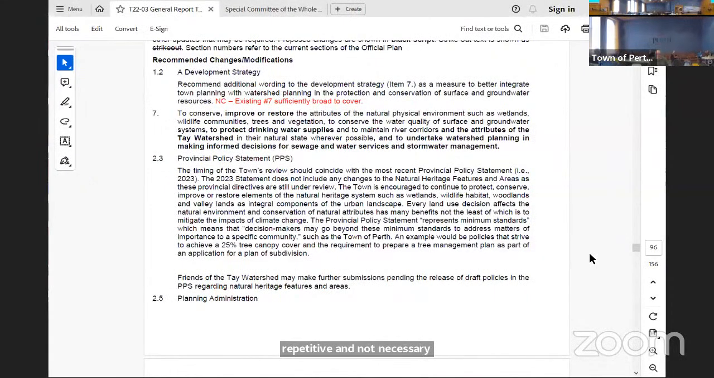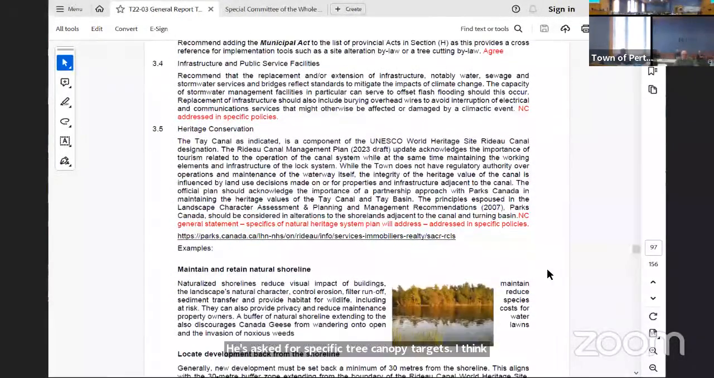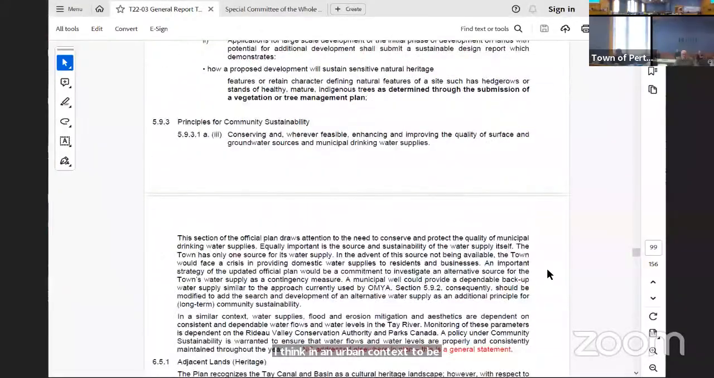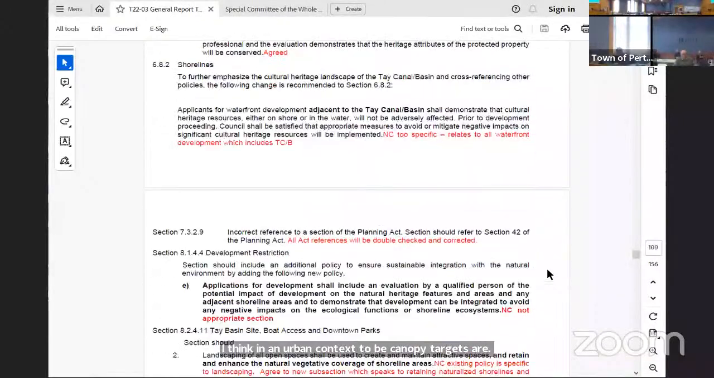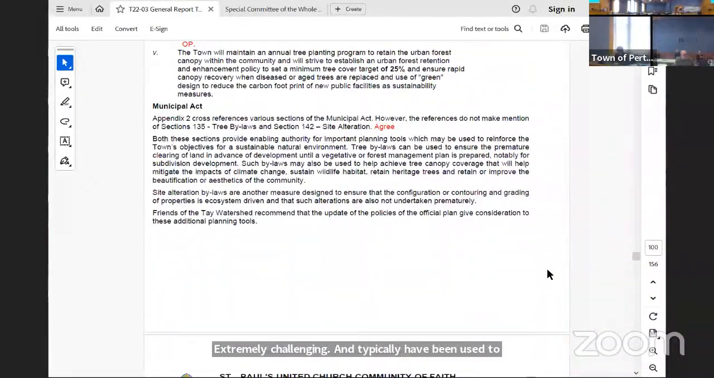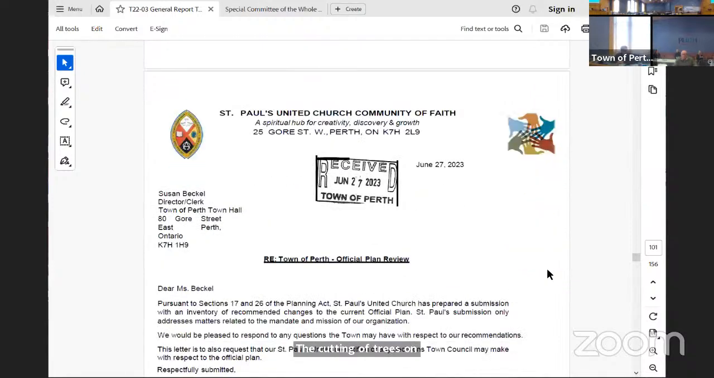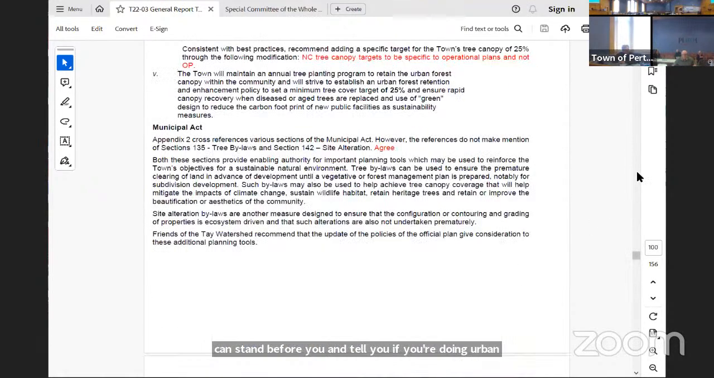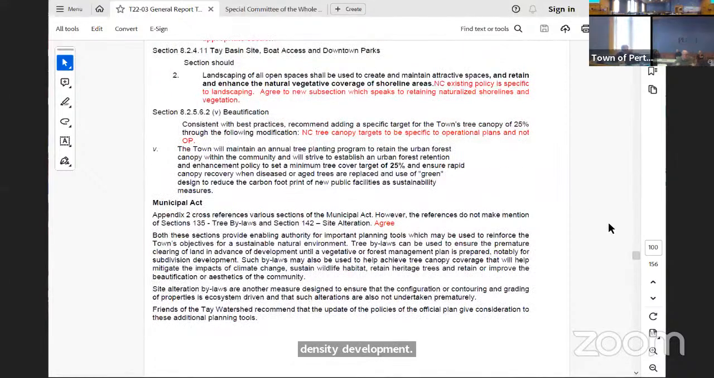I think tree canopy targets are a really hard thing to do. He's asked for specific tree canopy targets. I think it's arbitrary picking 25%. I think in an urban context, tree canopy targets are extremely challenging, and typically have been used to stop the cutting of trees on greenfield development. And I can stand before you and tell you, if you're doing urban density development, any trees on that property are coming down unless they're boundary trees.